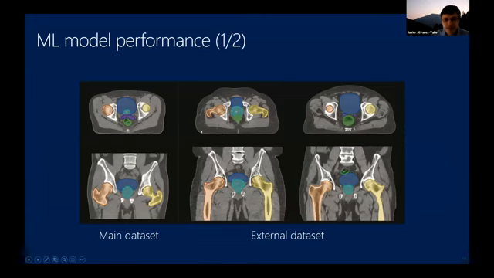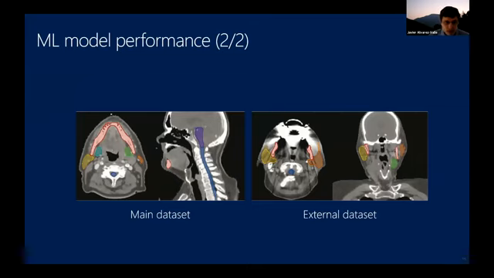Here there is some qualitative evaluation of the results for the main data sets and the external data sets. As you can see, there is no apparent difference between the predicted contours in the training set and external data sets. Here we have the same for head and neck. And actually in this external data set, you can see that we have beam hardening artifacts and metal artifacts, and the model still performs really well.